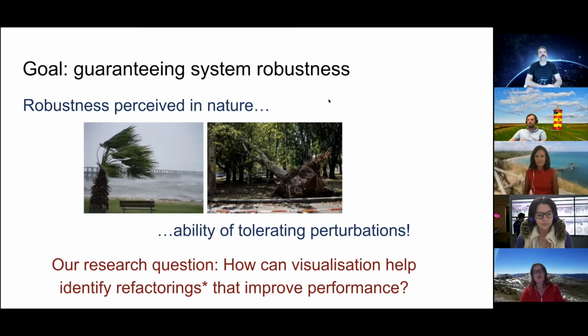The goal of this work is to guarantee that the system is robust given a set of uncertain parameters. The way we consider robustness is similar to nature. It's about the ability for tolerating perturbations. So the system needs to be robust. Its performance needs to be robust with respect to these uncertain parameters. Our research question that we aim to address with this work is how can we use visualization to help identify refactorings that improve performance?